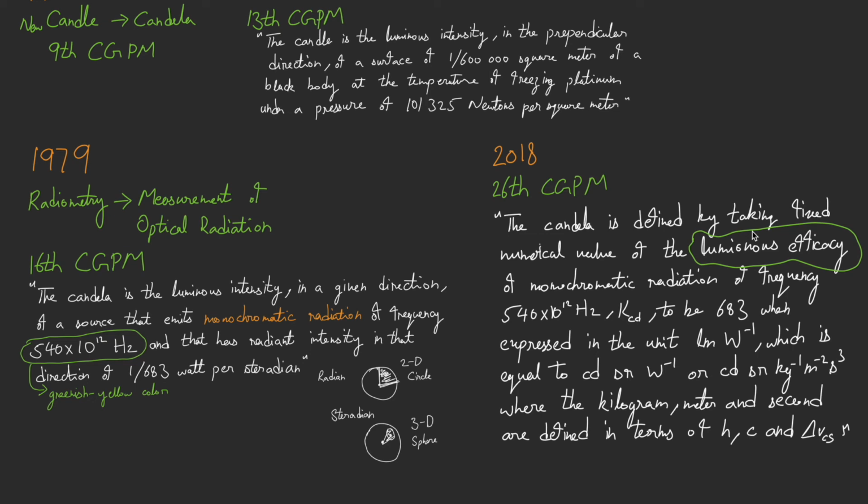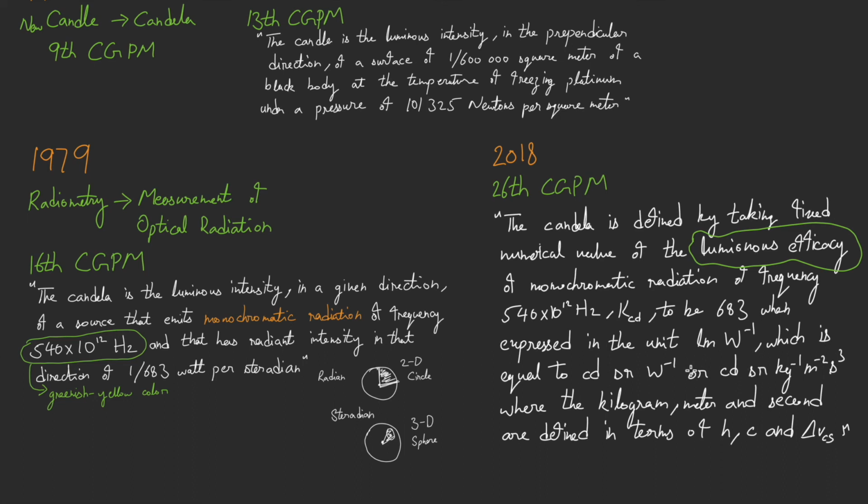Power of monochromatic radiation with a constant frequency, which is 540 multiplied by 10 to the power 12 hertz, the greenish-yellow color that is most sensitive to human eyes in the daytime. The luminous efficacy of monochromatic radiation of frequency 540 multiplied by 10 to the power 12 hertz, Kcd, is 683 when expressed in the unit lumen per watt.